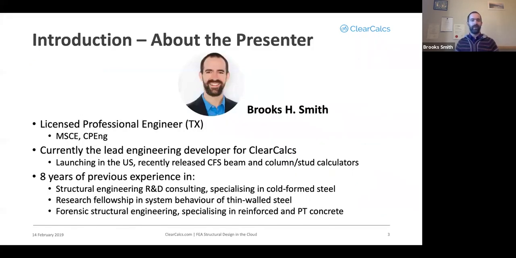So first about me, my name is Brooks Smith. I'm a licensed professional engineer in the United States. I have a master's degree, and I'm also a chartered professional engineer in Australia. Conveniently, Australia and the United States both have almost identical cold form codes.